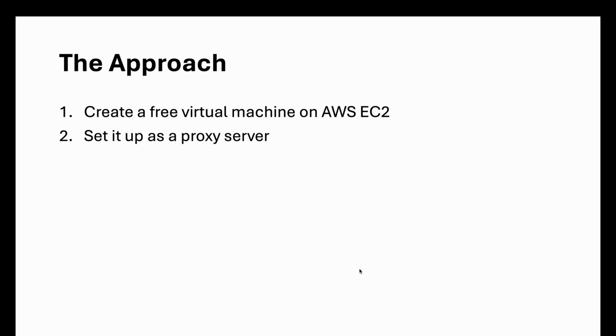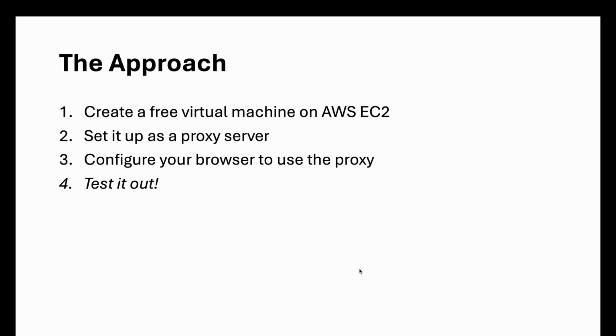The approach we'll use today is really simple, and it basically boils down to four steps. First, we need to create a free virtual machine on Amazon AWS. Next, we need to set it up as a proxy server and configure Squid. Lastly, we need to configure our browser to use this proxy server and make sure that it works as expected.